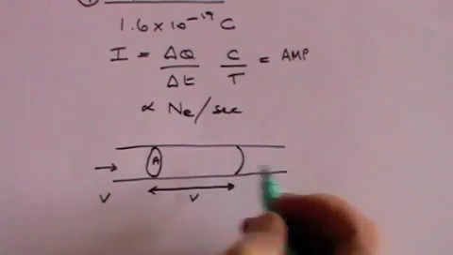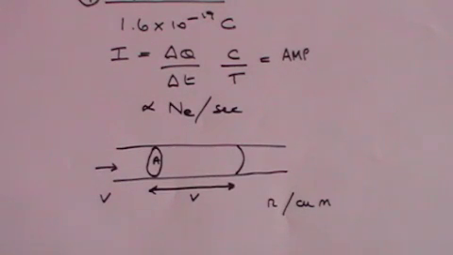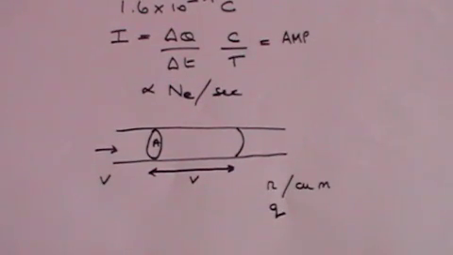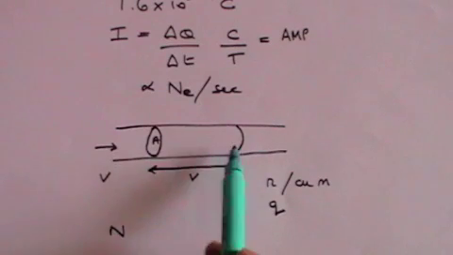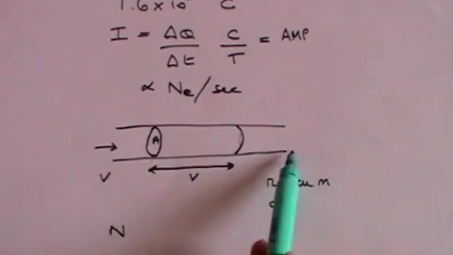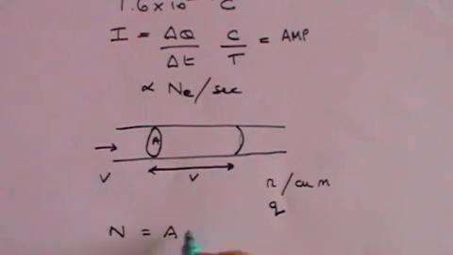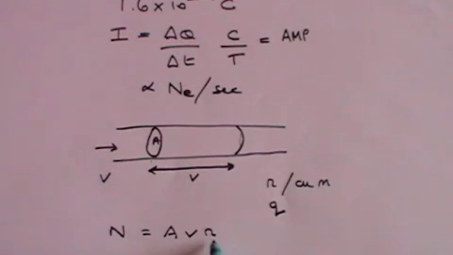Now let's assume that there are n electrons per cubic meter in the wire, and each of those electrons carries a charge Q, which we've already said is 1.6 times 10 to the minus 19 coulombs. Well, how many electrons will pass this section every second? Well, this is the volume that will travel in 1 second. And what is this volume? Well, it's A, the cross-sectional area, times v, which is the distance in meters that is travelled in 1 second, times n, the number of electrons per cubic meter.